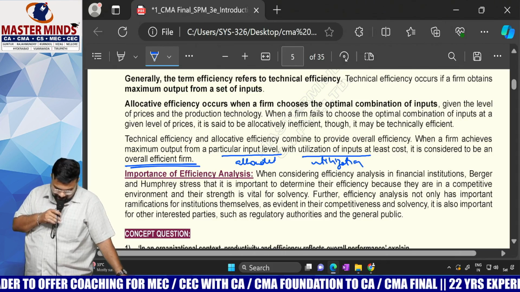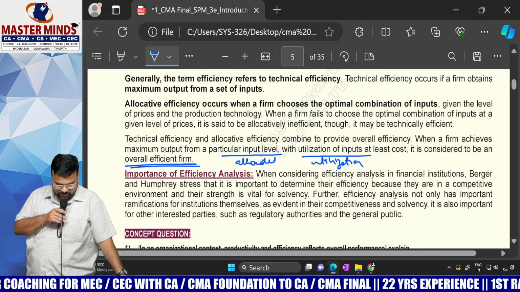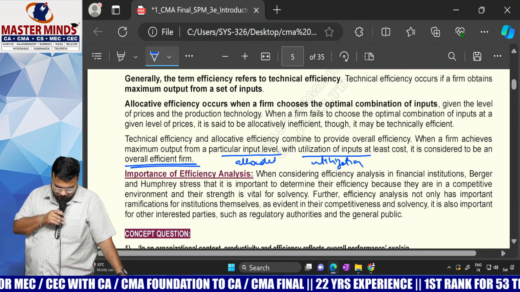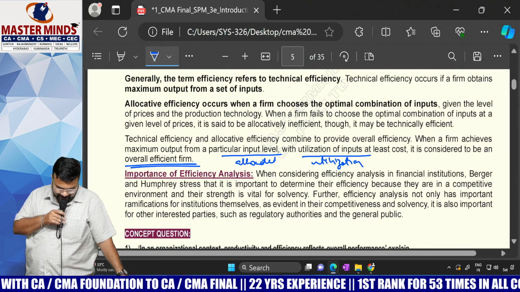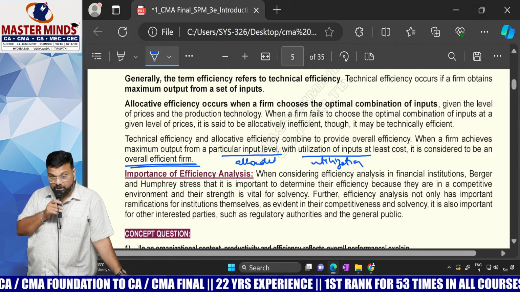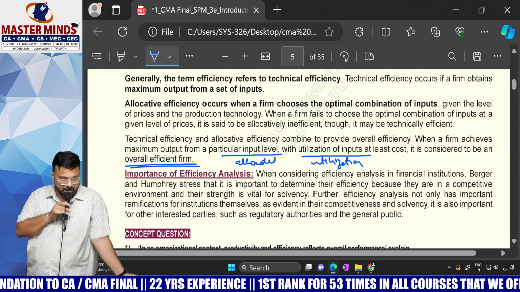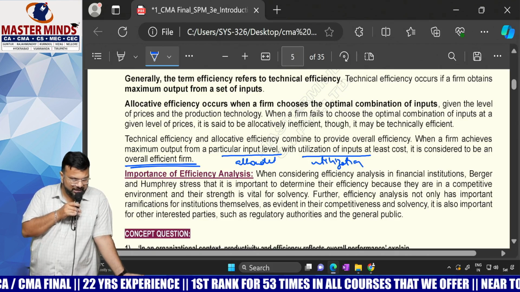Further, efficiency analysis not only has important ramifications or impact for institutions themselves, as evident in their competitiveness and solvency, it is also important for other interested parties such as regulatory authorities and general public, nothing but stakeholders. Okay, that is the conclusion regarding efficiency of financial firms. Nana.